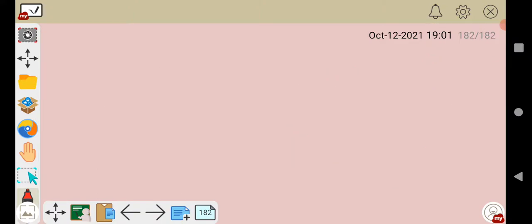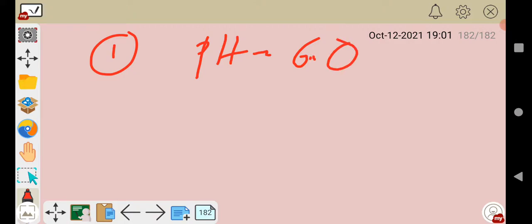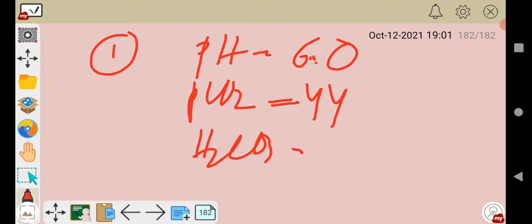Now let me show you one example, then it will be very clear to you. First example, try to do it by yourself. pH 6.0, PCO2 say 44. Units are the same; pH has no unit. PCO2 is in millimeter of mercury and bicarbonate in milliequivalent per liter. So I'm just writing the values.